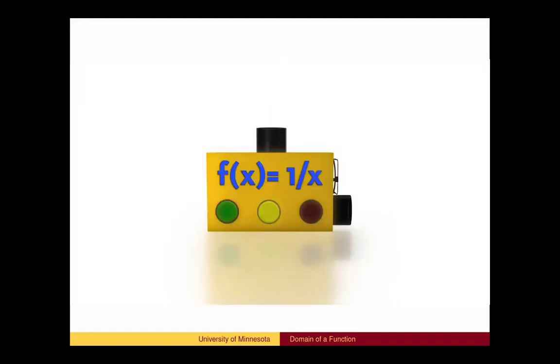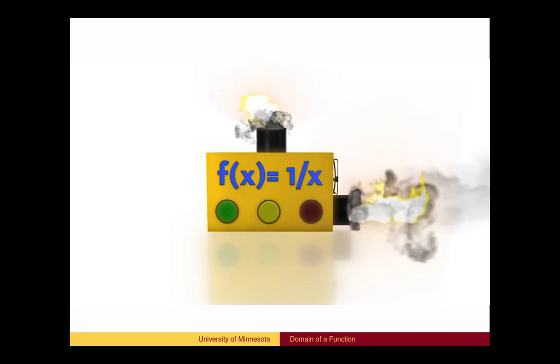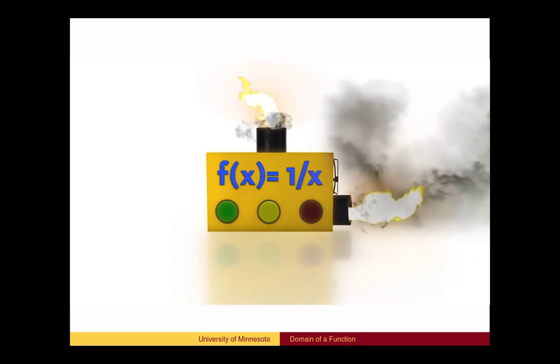Occasionally, we need to be careful about what we plug into a function. The first example is division. For the function f of x equals 1 over x, we can't divide by 0. In this case, we need to restrict the domain so that the number 0 can't be used as an input for the function.